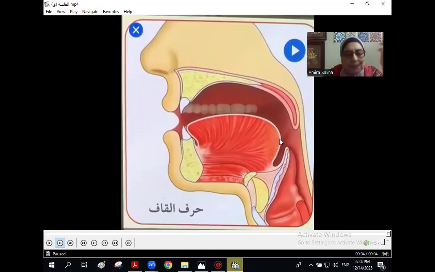Remember the articulation point of qaf. 3 seconds to remember. Yes, it is the back of the tongue, or the farthermost part of the tongue, with the soft palate. So the qaf, when it is sakina and has qalqala, is emitted by parting the two components, which are the farthermost part of the tongue, or the back of the tongue, and the soft palate.